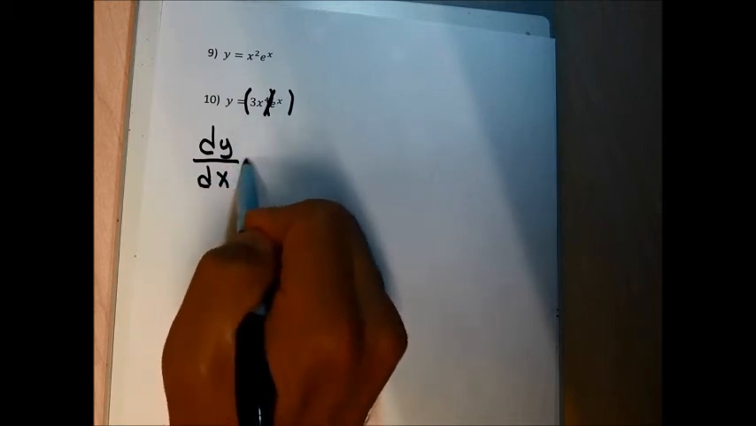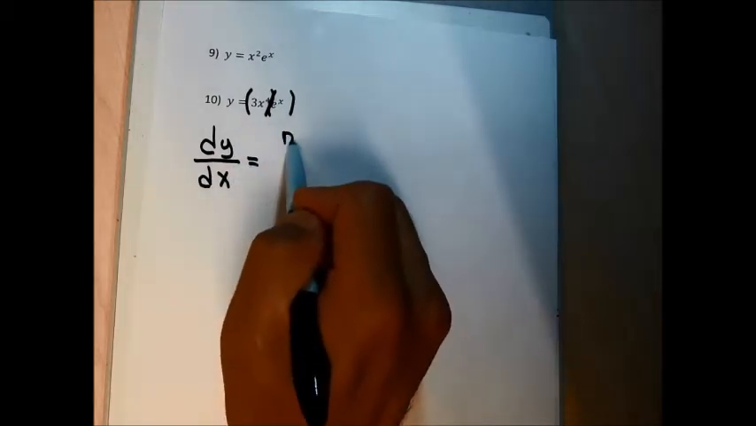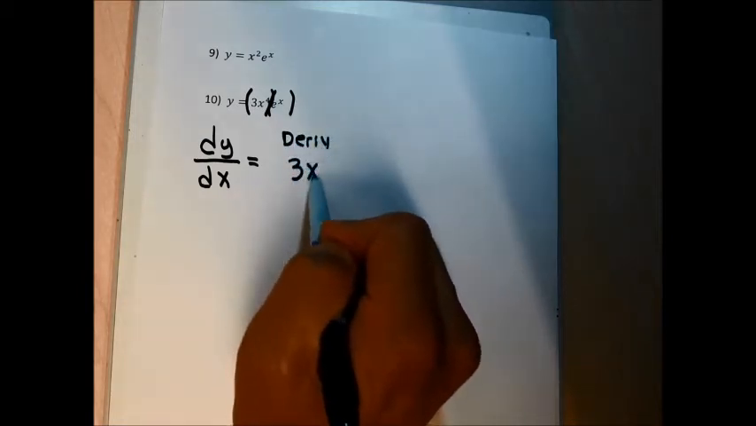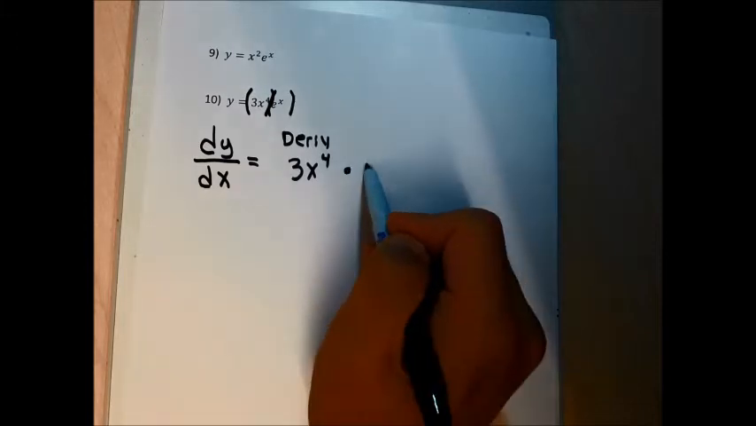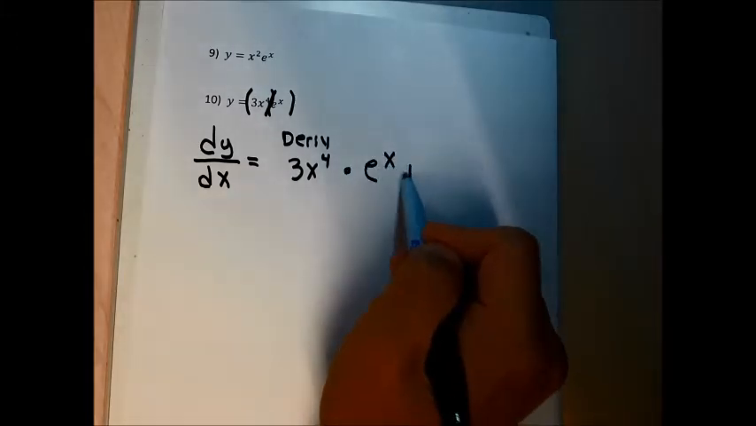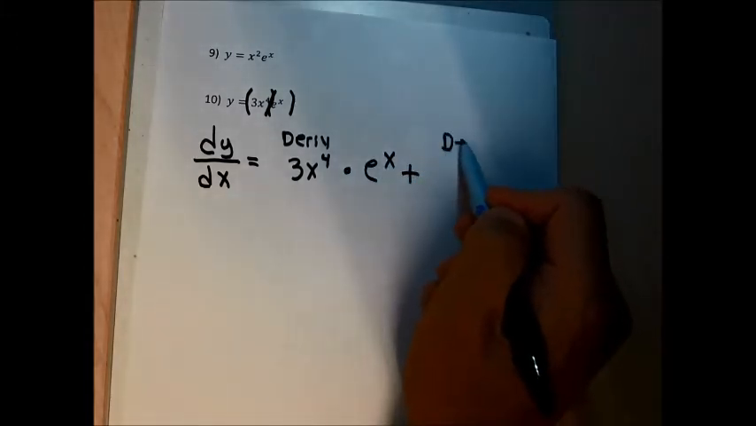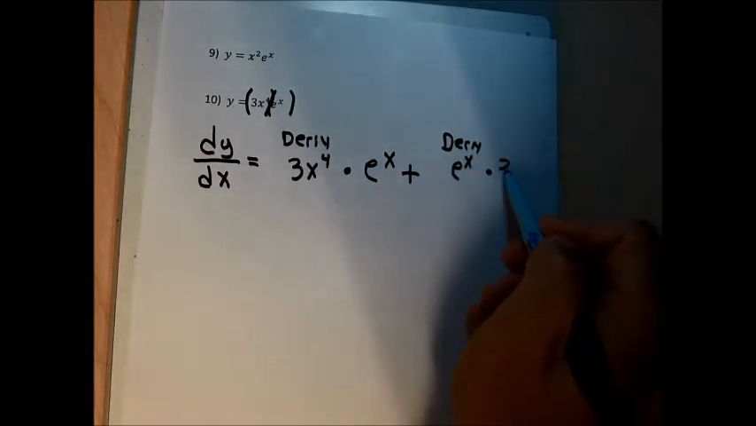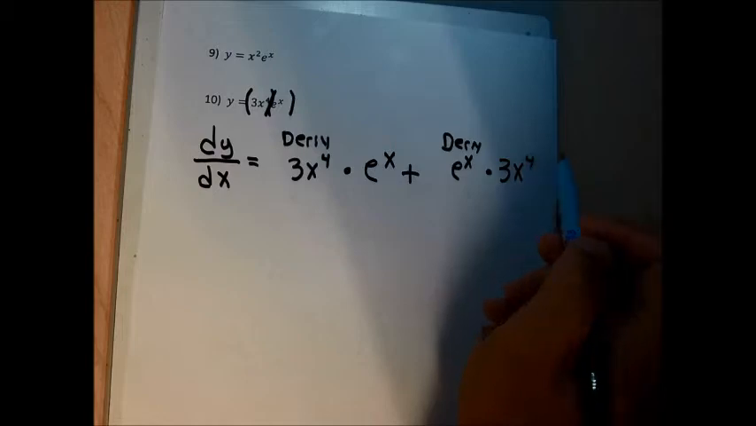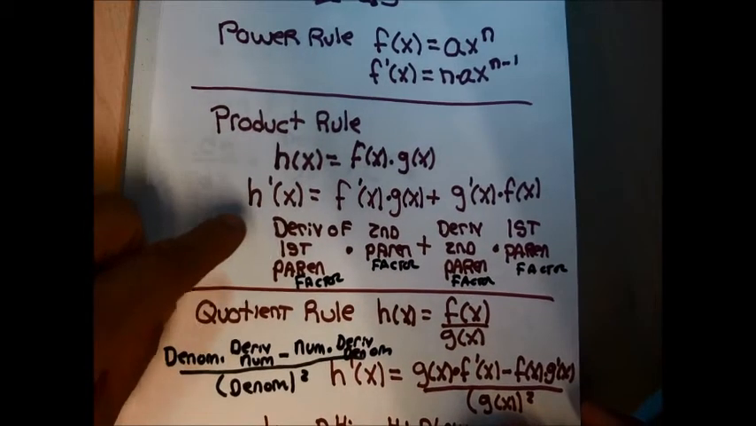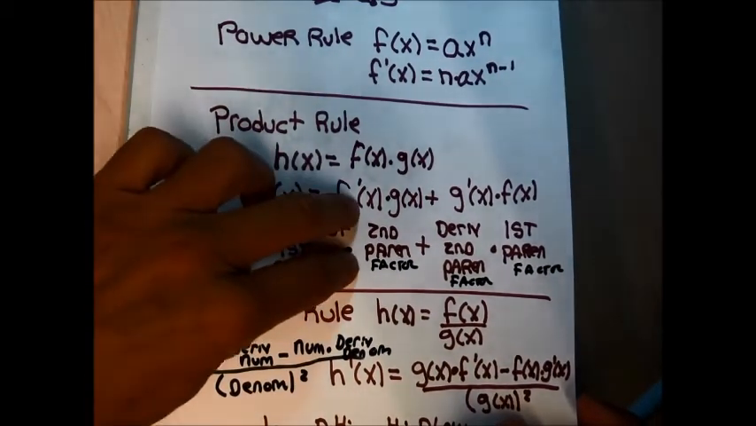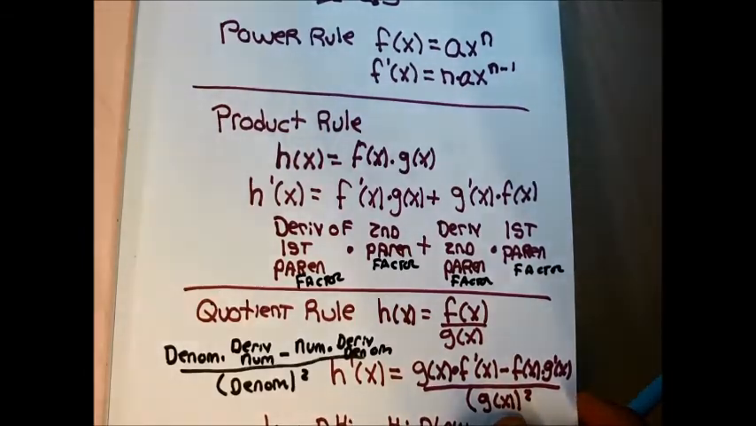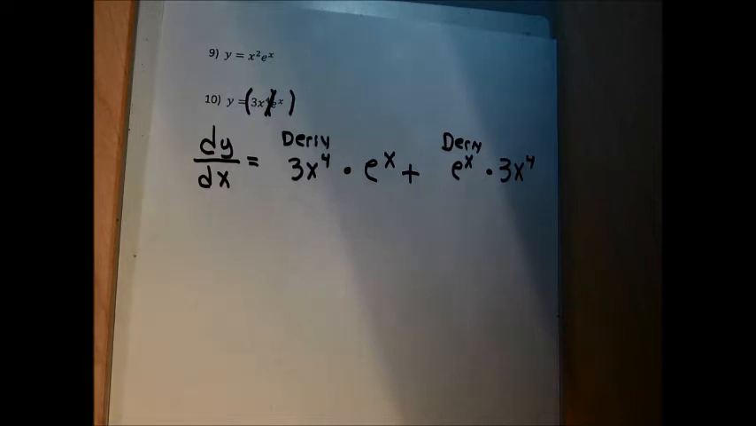So the product rule says I need to take the derivative of 3x to the 4th, then multiply that by e to the x, and then a plus sign, and then I do the derivative of e to the x times 3x to the 4th. So the product rule says derivative of the first factor times the second factor unchanged plus the derivative of the second factor times the first factor unchanged. And that's what I'm using here to do this derivative.